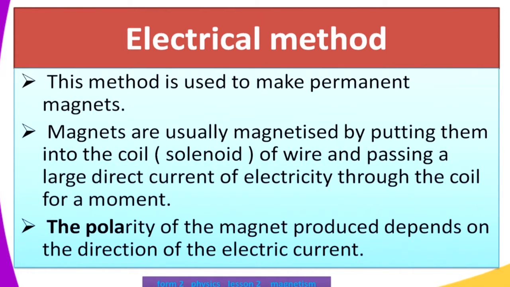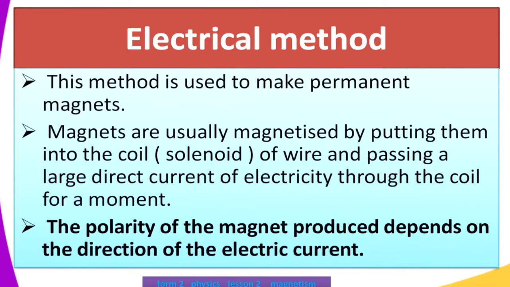Now, the polarity of the magnets produced depends on the direction of the electric current. We also saw that in the lab. If you want to determine the polarity of a material within the solenoid, you look at the direction of the flow of the current. If that end shows the current flowing in an anticlockwise direction, then that end becomes the north pole of the magnet. And if that end shows the current flowing in a clockwise direction, then the end becomes the south pole of the magnet.